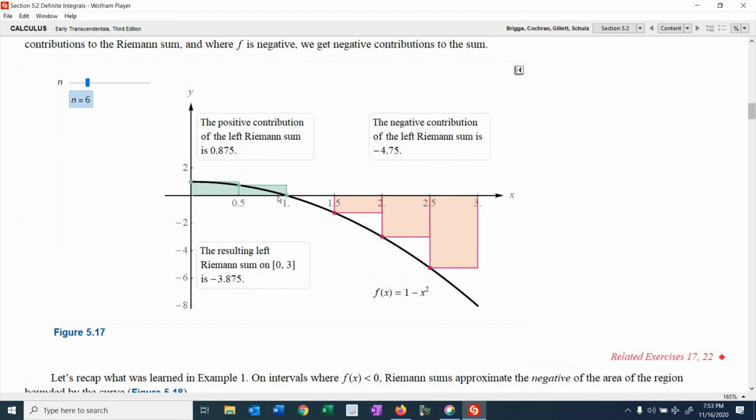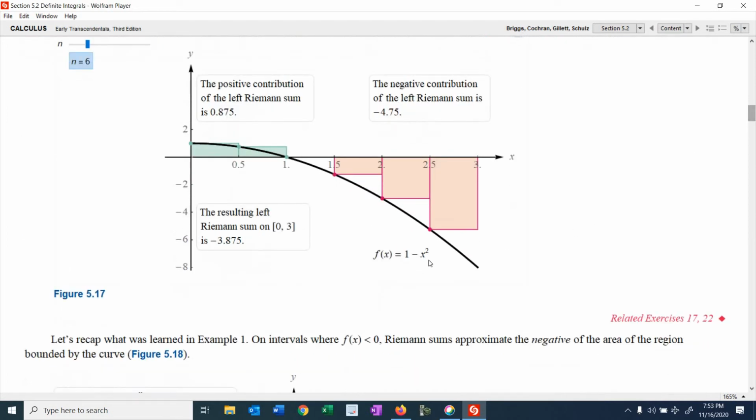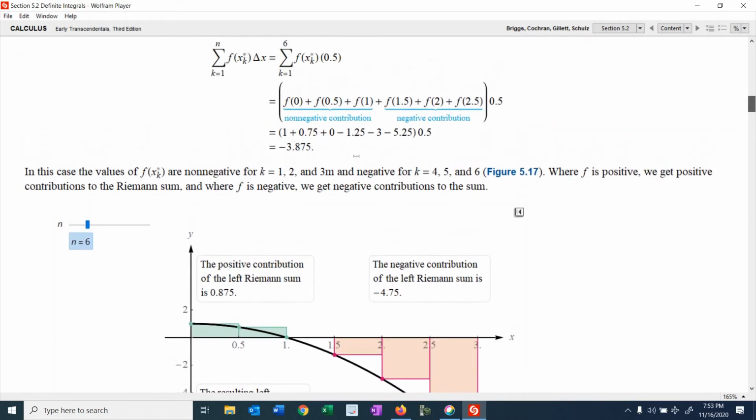For the next subinterval, the left endpoint is 0.5. When you plug that into this function, you get 1 minus 0.5 squared, which equals 0.75, and that's the height of this rectangle. The width is 0.5, which they factored out. For the next subinterval, the left endpoint is 1. When you plug that into the function, you get 0, so that's the height of this rectangle. The width, again, is 0.5, which they factored out.